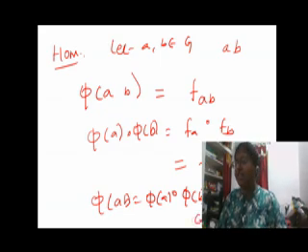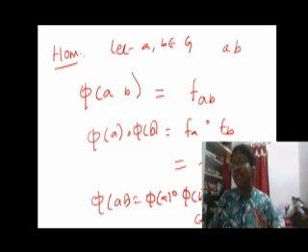What is G? G is a finite group. What is G dash? G dash is a group of permutations. Therefore, any finite group is isomorphic to a group of permutations.